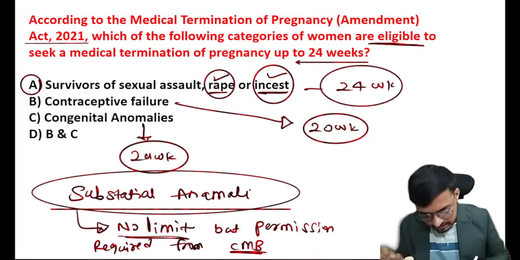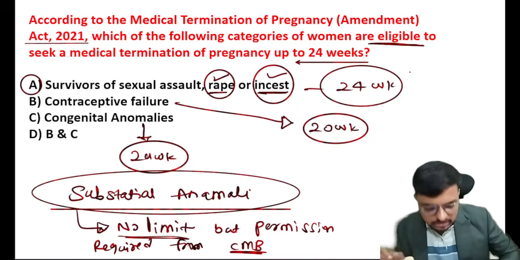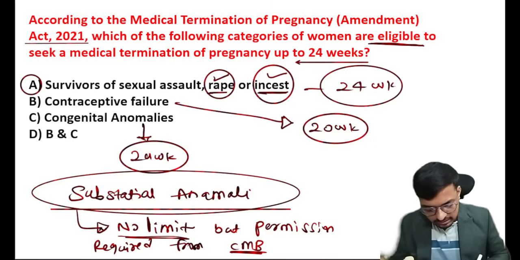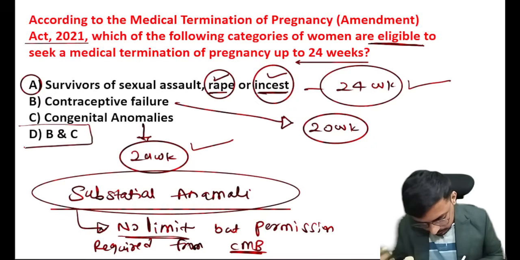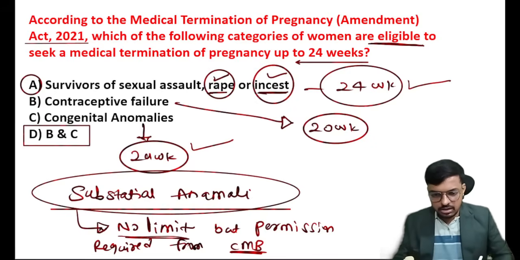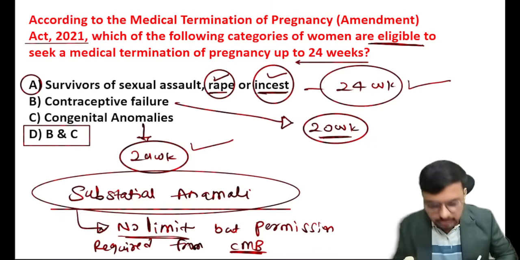So in congenital anomalies, and in the victims of rape, sexual assault and incest, in those particular cases we do up to 24 weeks. So here the answer goes to option D, the correct answer, because in contraceptive failure, till 20 weeks only the medical termination of the pregnancy is allowed.